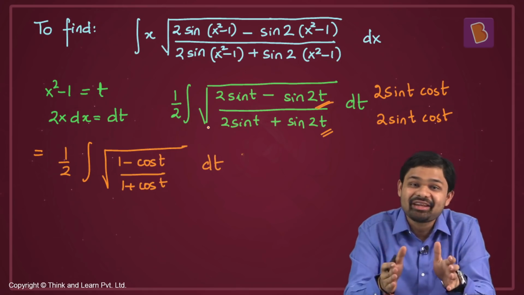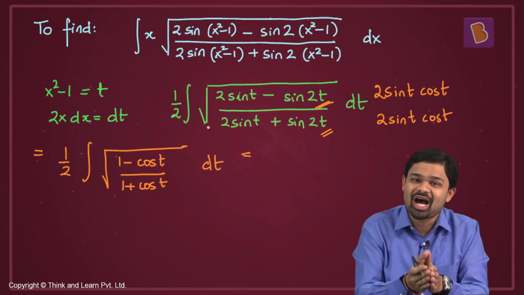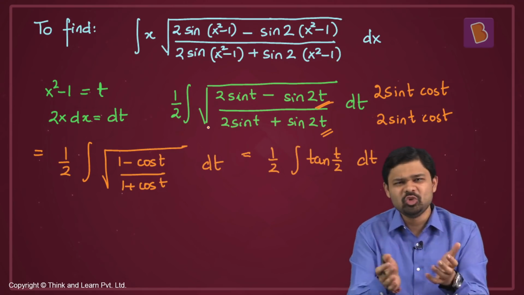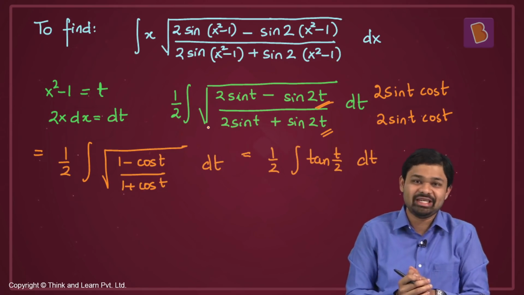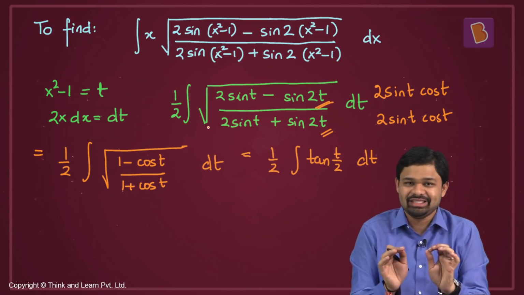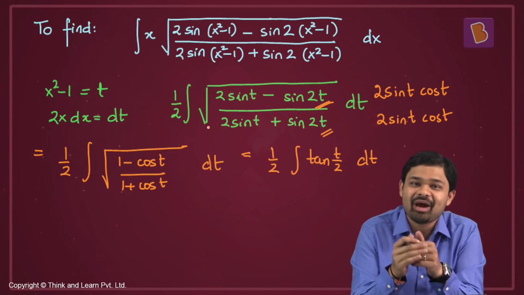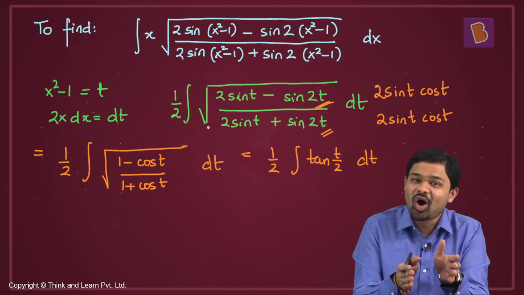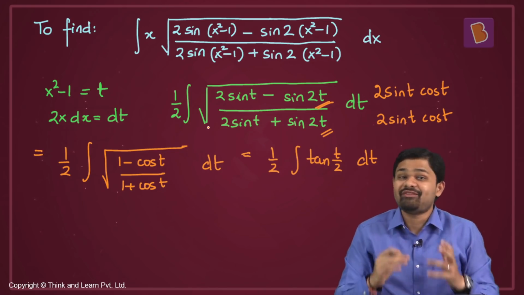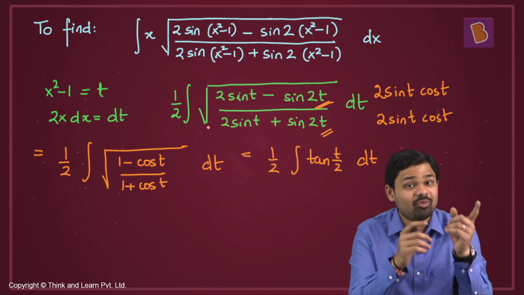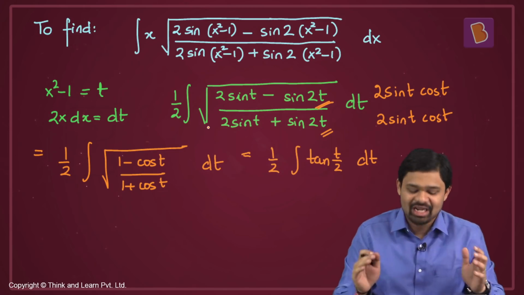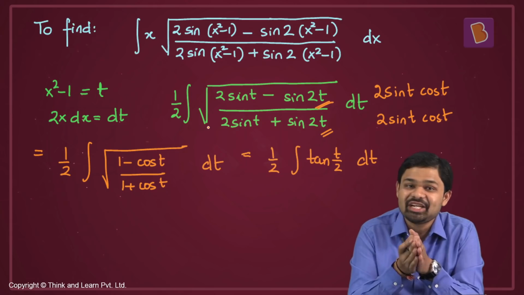So now the integral has been reduced to 1/2 of the integral of tan(t/2) dt. Now you know how to integrate tan(t/2), isn't it? The integral of tan x dx is log of secant x. So the integral of tan(t/2) dt is the log of secant(t/2), but then you have to divide by 1/2. So the 1/2 which is outside the integral and the division by 1/2 cancel out, and you are left with log of secant of t/2.